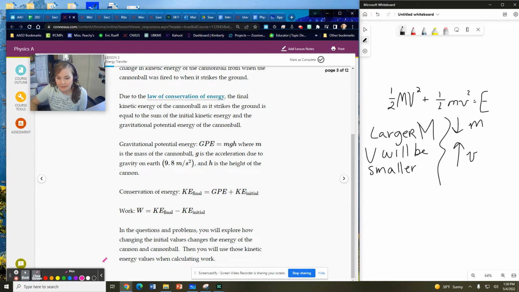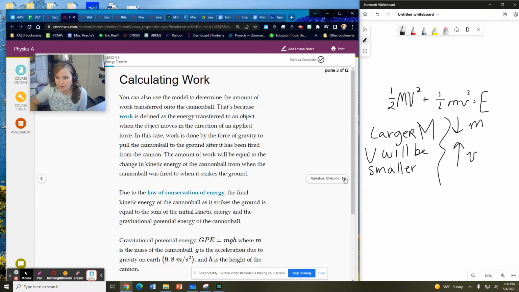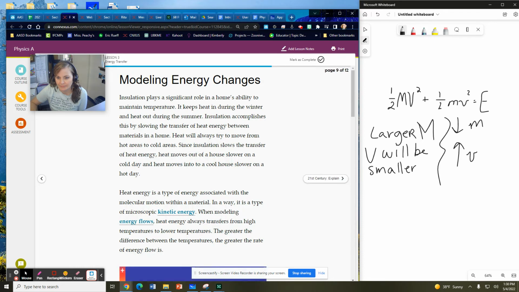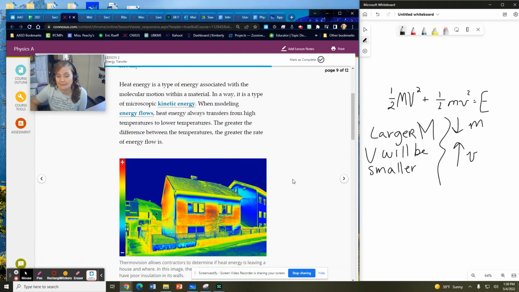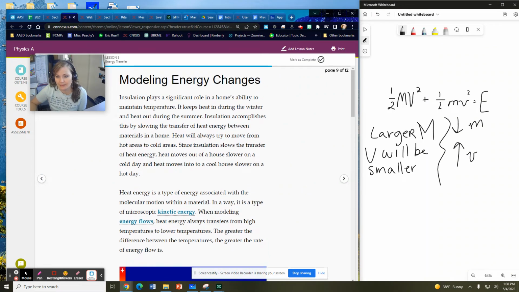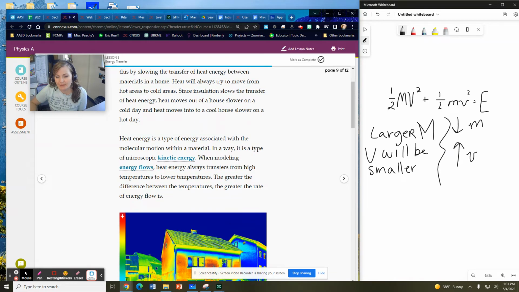Okay. Then finally in this lesson, we're going to get some examples here. We go back to other types of energy. So we also have heat energy. And heat energy is just a different kind of energy, right? Heat energy is associated with molecular motion within a material.